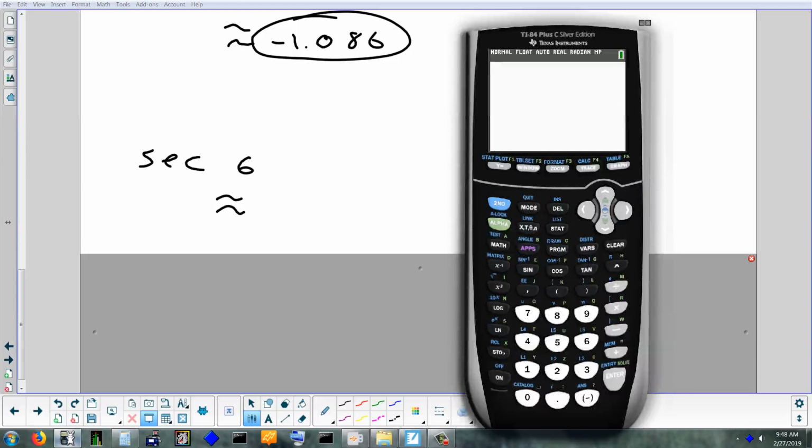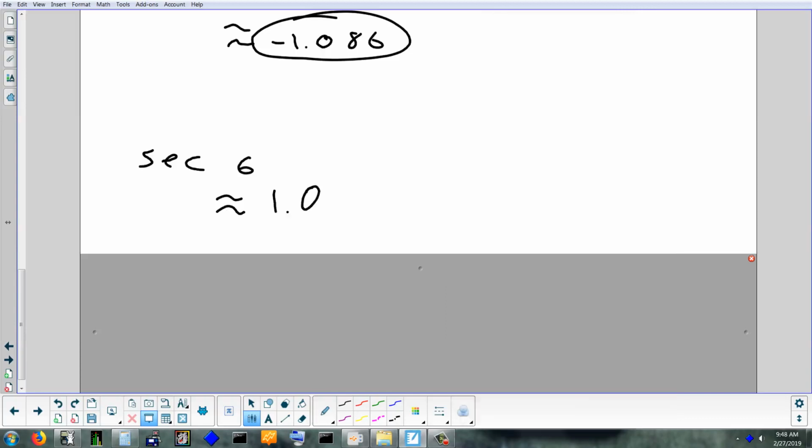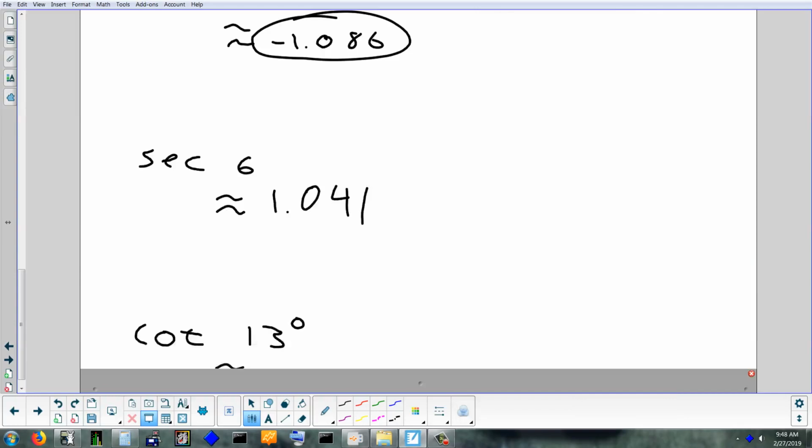Okay, so I'm in radians, and now what do I type in? Ben? Is it the cosine, or 1 divided by the cosine? Yep, 1 divided by the cosine of 6. So you should have gotten 1.041. And the cotangent, how would I type that in if I was going to do that one? 1 divided by the tangent. Yep. And make sure you are in degrees.